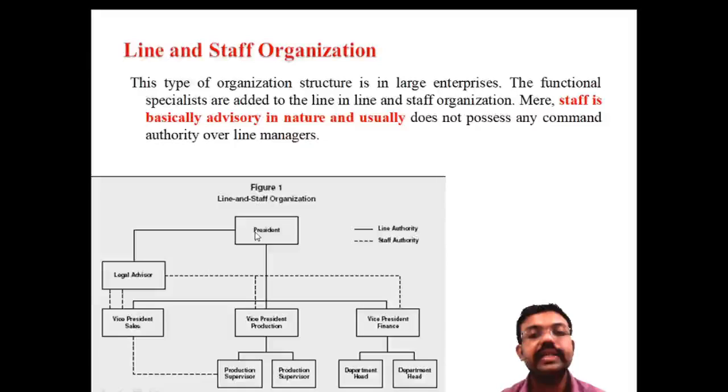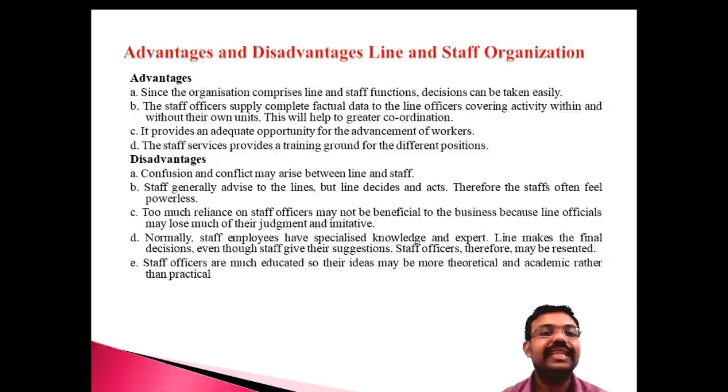So we can see the two categories of authority, the line of authority and the staff authority. That is a strength of the line and staff organization, because we can see these two categories of authority. Okay, and what are the advantages and the limitations regarding the line and staff organization?